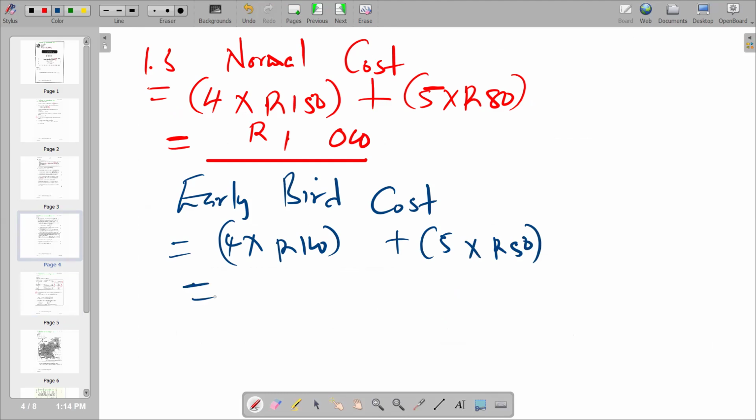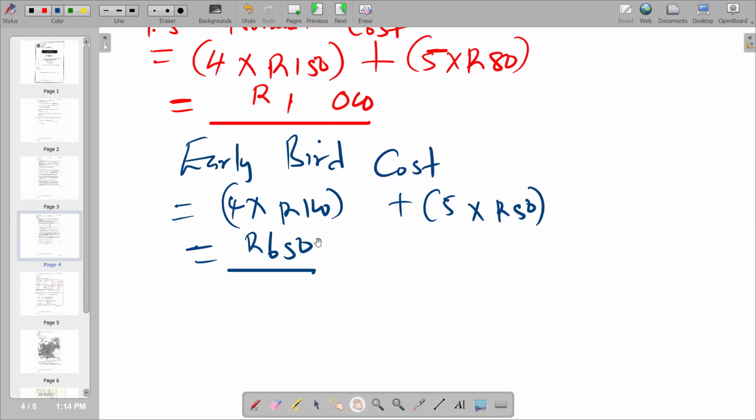So we calculate it like that. We see that we are going to get our answer is 650. So 650. Now we make a comparison in terms of finding the difference. 1,000 minus 650. So we're now saying 1,000 minus 650. So we do that. You see that you're going to get your answer is 350.